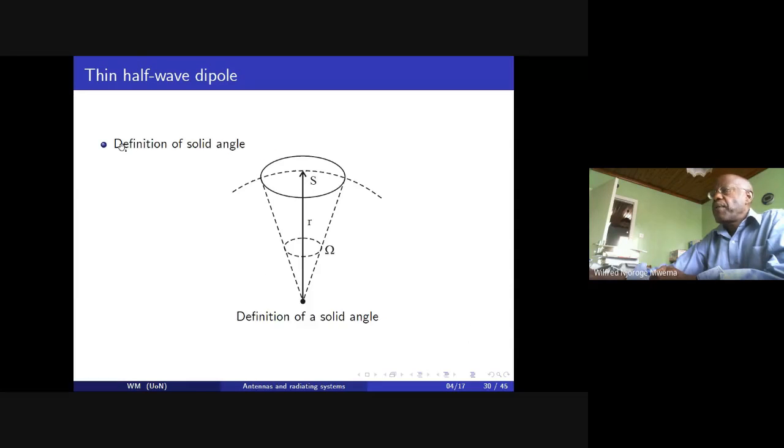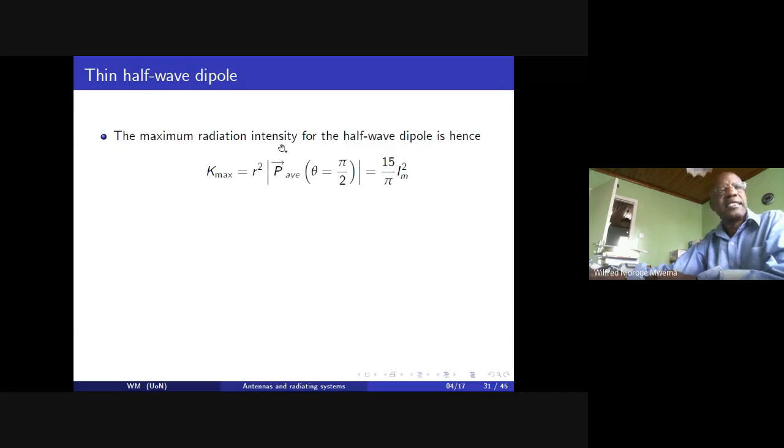So this is the way we are defining the solid angle. We have a sphere of radius r, and we are taking a small area S, and this area S is subtending an angle at the center, a conical angle of omega. That's how the solid angle is defined, more like the angle of an ice cream cone. The maximum radiation intensity for the half-wave dipole, as we saw, is when theta is equal to pi by 2, and therefore K max is given by r squared multiplied by the length of the Poynting vector for theta equal to pi by 2, and we get a value of 15 pi Im squared.